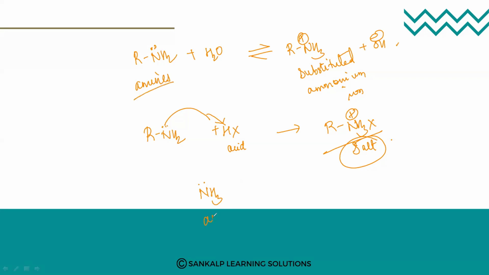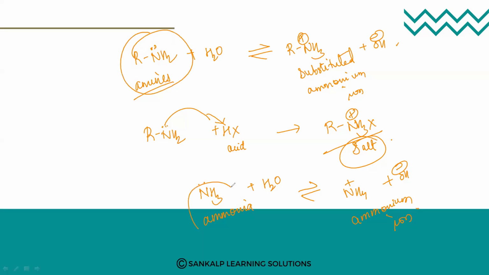Now when we talk about ammonia, so this is our ammonia. What are amines? Amines are nothing but the substituted derivatives of ammonia. So we react ammonia with water. What are we going to get? We are going to get an ammonium ion. Here, these are alkyl amines and these are ammonia. Amines are more basic than ammonia. So when we are discussing ammonia and amines, alkyl amines are more basic. Why? Because R is an electron donating group.